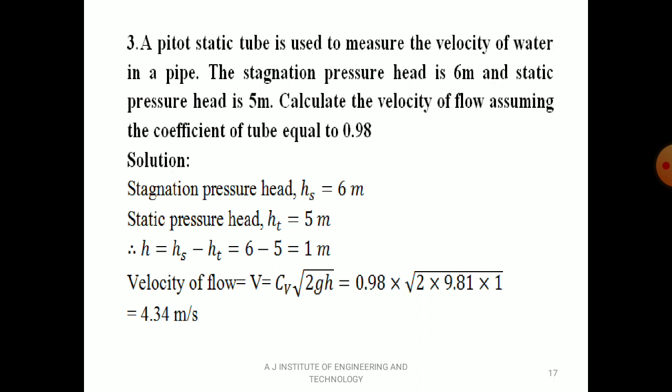Therefore velocity of flow, that is central velocity V equal to CV into square root of 2GH, that is equal to 0.98 into square root of 2 into 9.81 into 1, that is equal to 4.34 meter per second. You have to remember one expression here, H stagnation equal to small letter h plus H static. So by using H stagnation and H static, you are supposed to find small letter h. By knowing small letter h, you can calculate velocity.